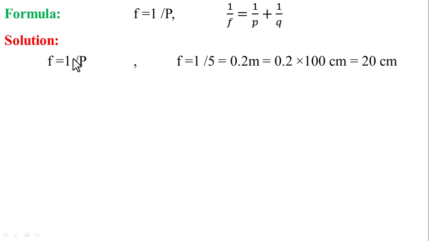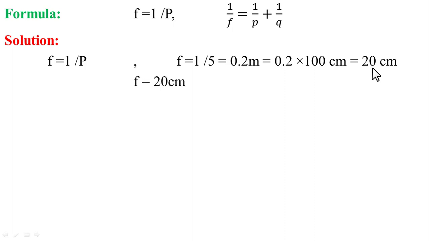Now we use the formula to find the solution, F is equal to 1 upon P. First of all, determine the focal length, then use the other formula to find the value of p, that is 1 over F is equal to 1 over p plus 1 over q. Now in the solution, putting the values, F is equal to 1 over P, that is equal to 1 divided by 5 is equal to 0.2 meter. Now this value changes into centimeter, so multiply by 100. So 0.2 multiplied by 100 centimeter is equal to 20 centimeter. So the value of focal length is 20 centimeter.